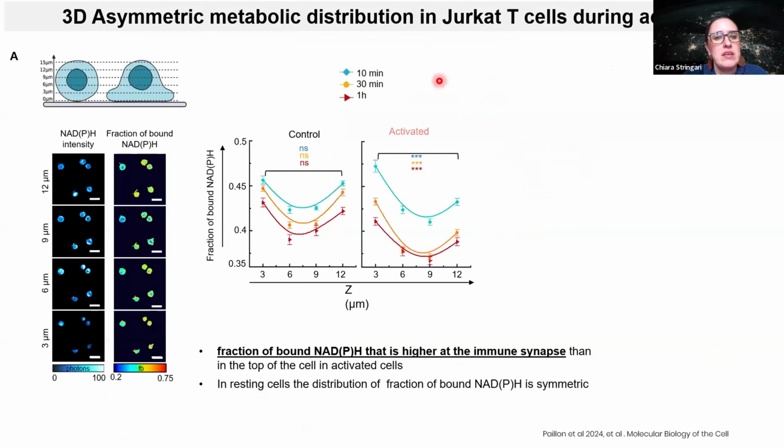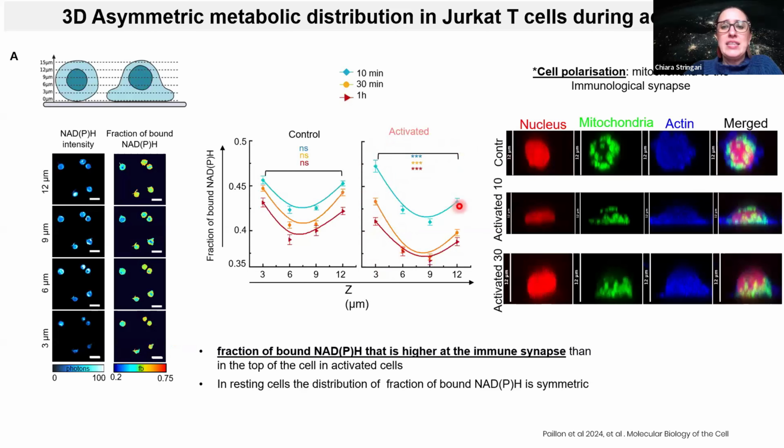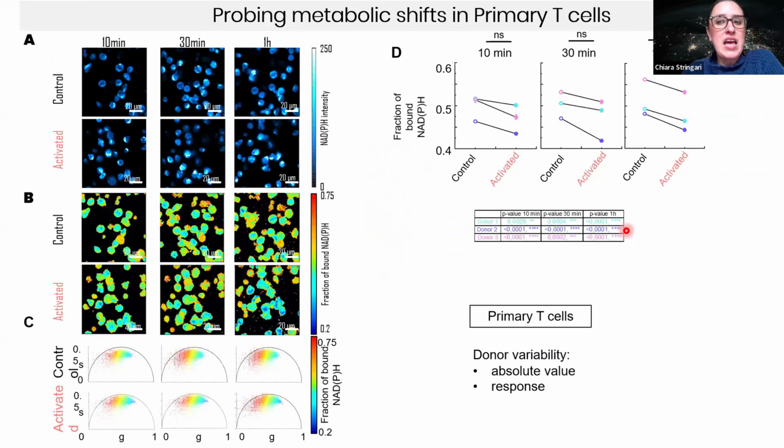If you look at the three-dimensional distribution in the cells, we see an asymmetric distribution of the metabolic profile. In particular, close to the immunological synapse, we have a longer lifetime and a higher fraction of bound NADH with respect to the other side. We think that this is due to cell polarization, to the fact that mitochondria are migrating toward the immunological synapse in activated cells.